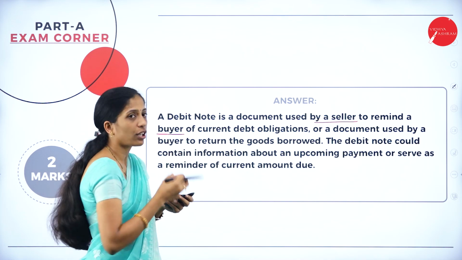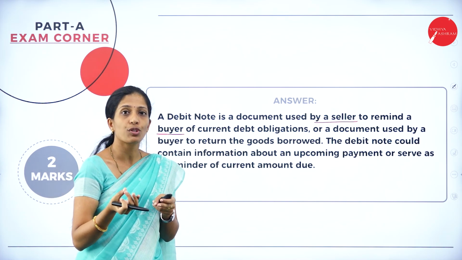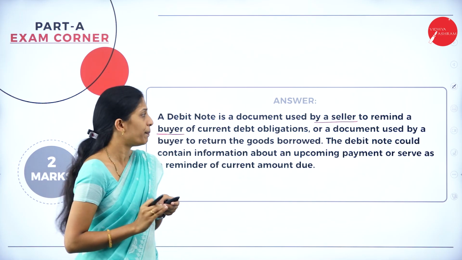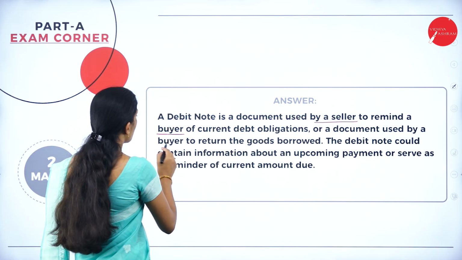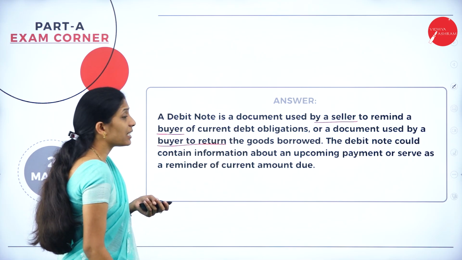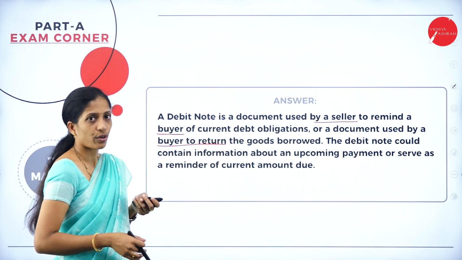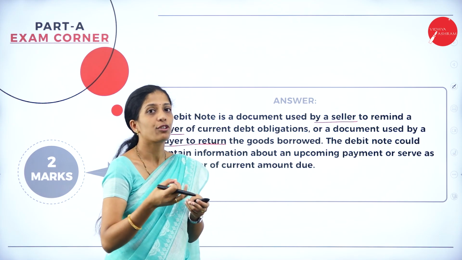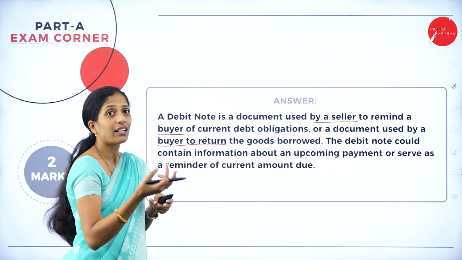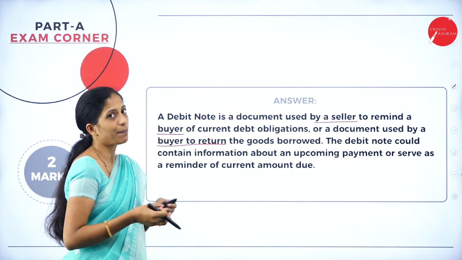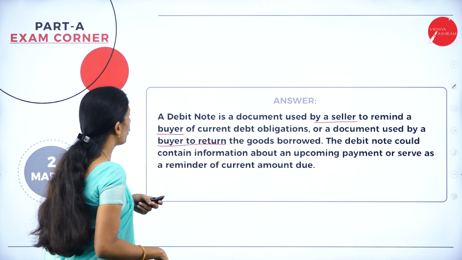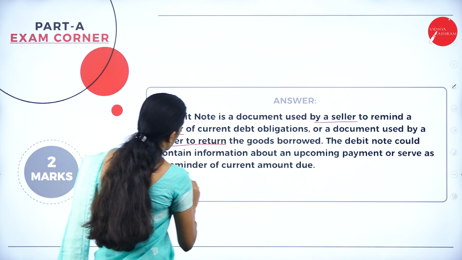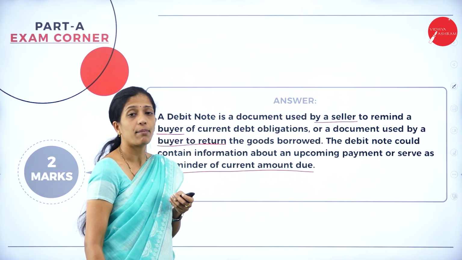So debit note is a document which is used by whom? Which is used by the seller. Why? In order to remind the buyer about the debt obligations, or it is a document used by the buyer to return the goods borrowed. So it is also used by the buyer in order to return the goods which have been borrowed. The debit note could contain information about an upcoming payment or serve as a reminder of the current amount due.